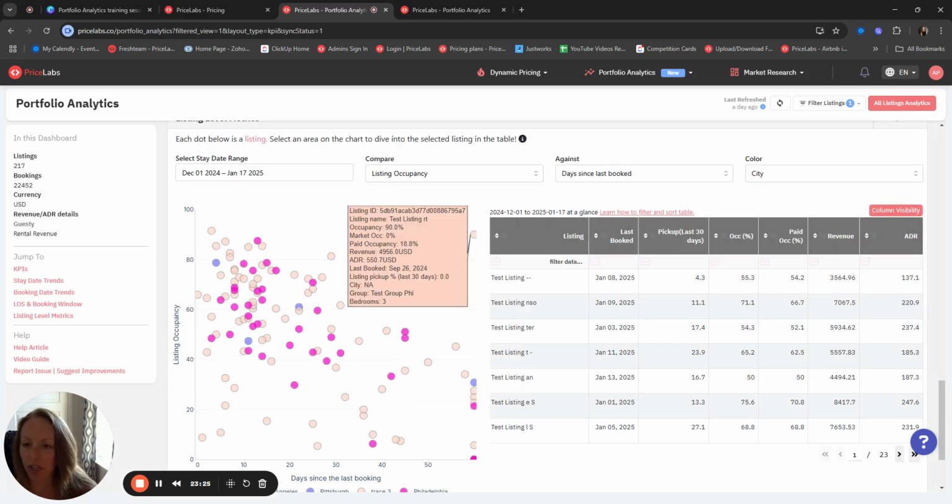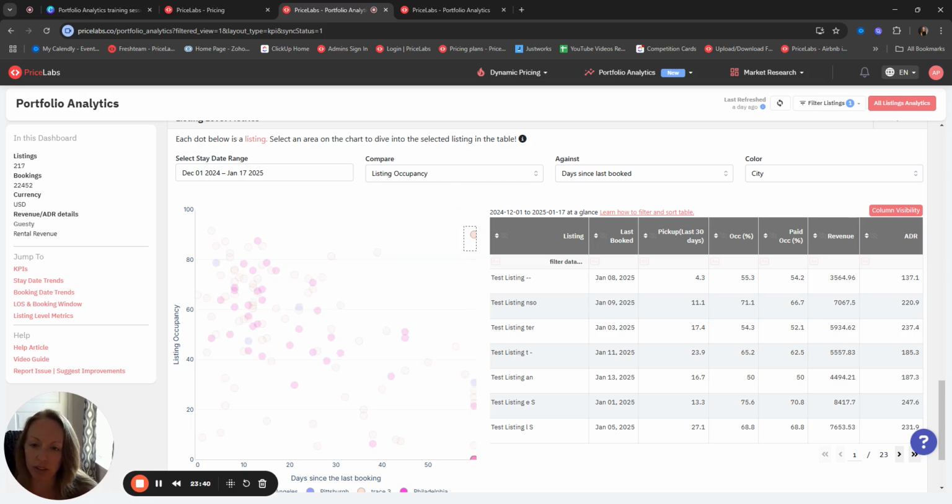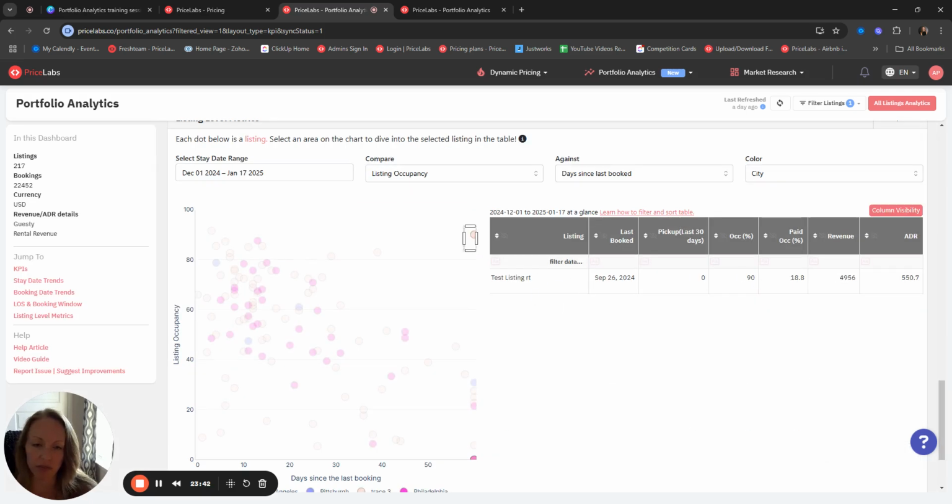And this one, you may already know what's going on with this one. Usually when there's one that's just out on its own, there's probably something that you already know about it. But still, you can hover over one and see which listing it is. And again, see all the details there. But if you do want to have it updated in the chart, you just draw around it. And then you can see it hasn't booked since September of last year.